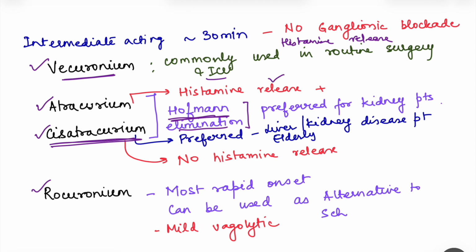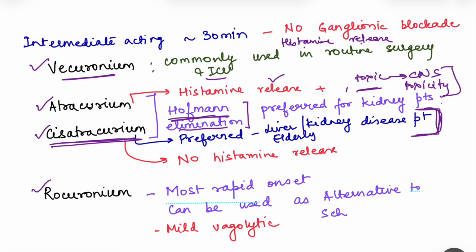some histamine release. Also, some amount of degradation is by cholinesterase enzyme, and this leads to accumulation of a toxic compound which causes CNS toxicity. Okay, so if it is used for long duration, it can lead to accumulation of that toxic compound which can cause CNS toxicity. Cisatracurium has no histamine release, no toxic metabolites, so it is preferred for liver disease patients, kidney disease patients, and also in the elderly. Liver disease, kidney disease, why is it preferred? Because it undergoes Hofmann elimination.